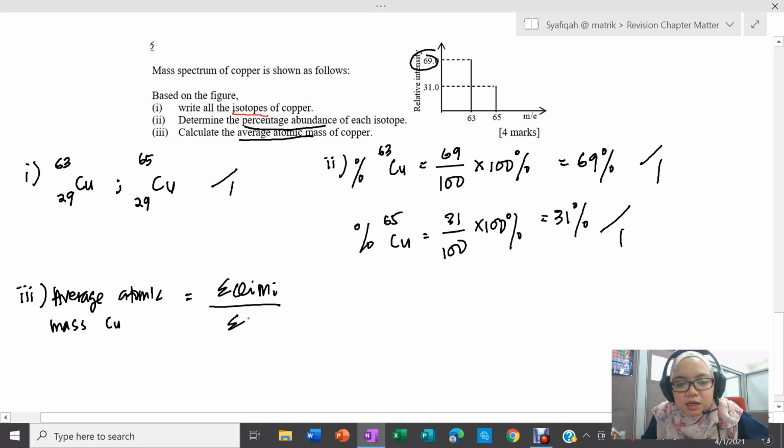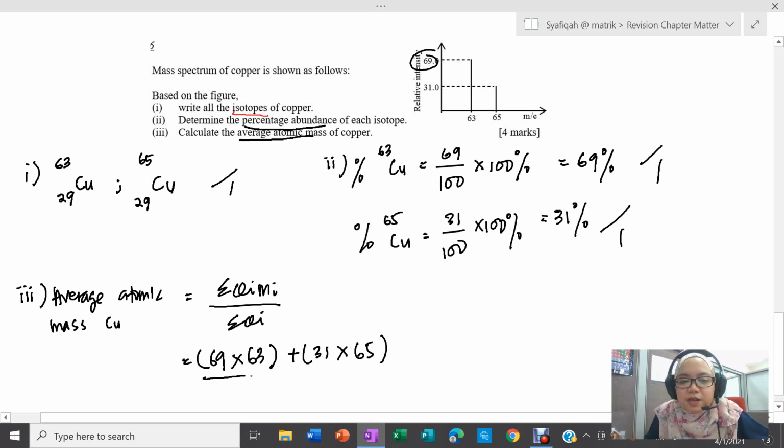EQI-MI over EQI. Masukkan je semua maklumat dia tadi. You dah tahu Q dia tadi berapa? 69 times dengan 63. Betul? Mass dia 63 plus dengan yang ni abundance dia 31. Dia punya mass dia 65. Divide dengan 100 sebab 69 plus 31 equals to 100 kan? Okay, you akan dapat jawapan dia dalam unit AMU. So, remember that average atomic mass ada unit which is AMU.